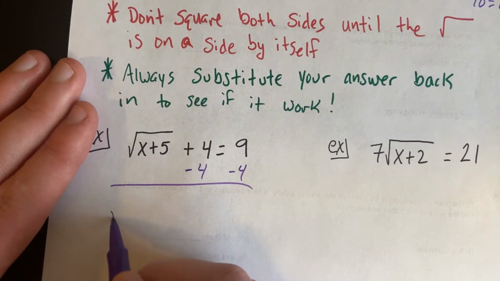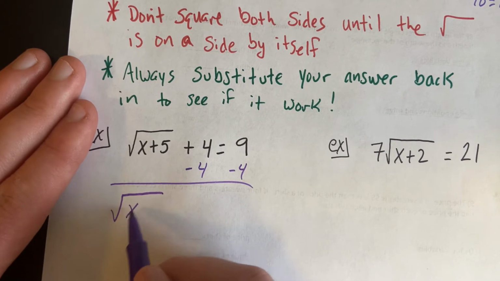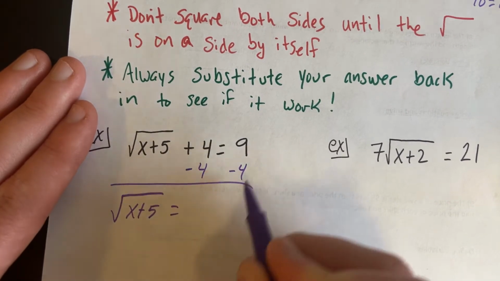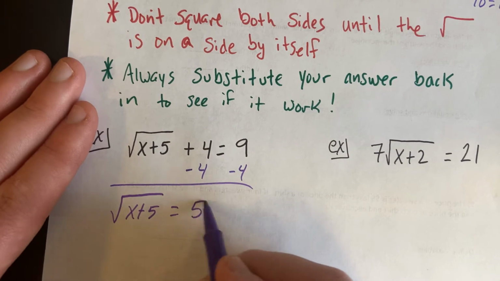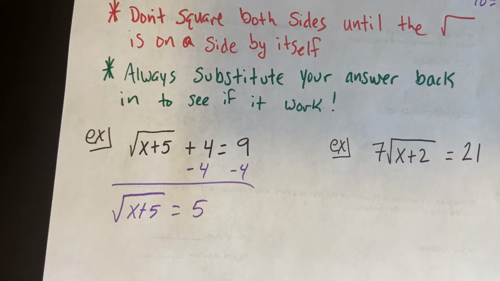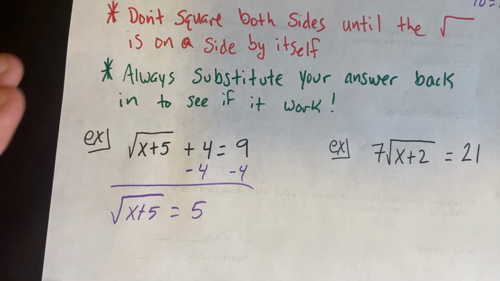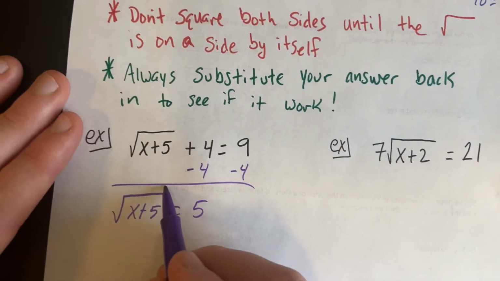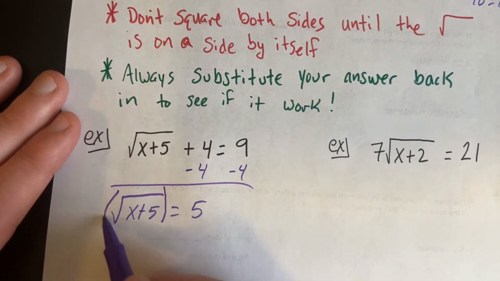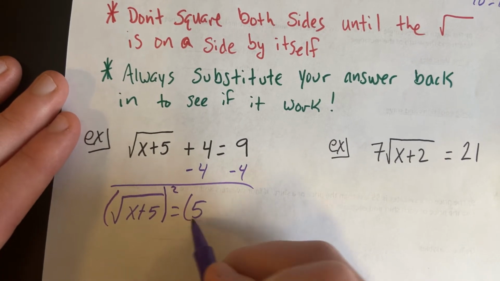Okay, so now I'm going to be left with the square root of x plus 5 is equal to 9 minus 4, which is equal to 5. Now I have the square root on the side by itself. Now I can find the square of this. So this gets a lot nicer and cleaner and easier for you. So I'm going to go ahead and square both sides.